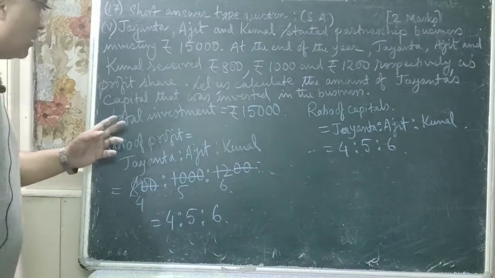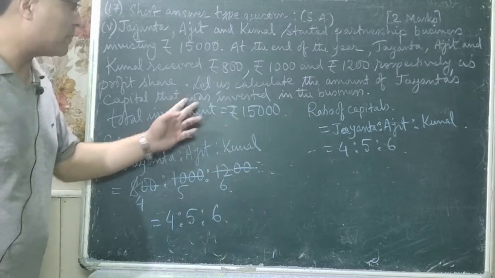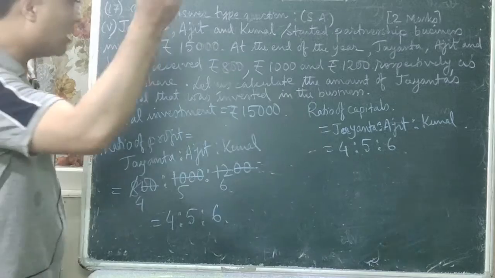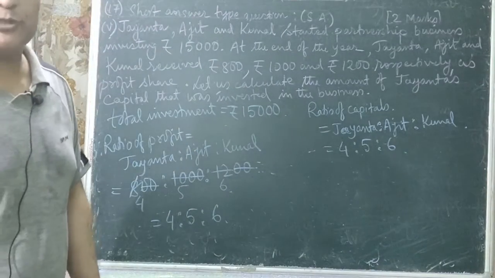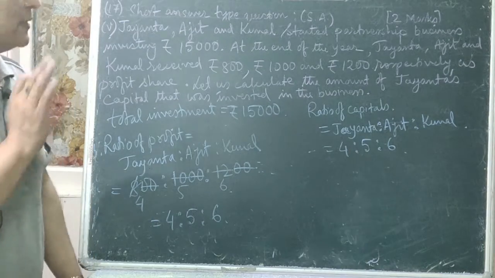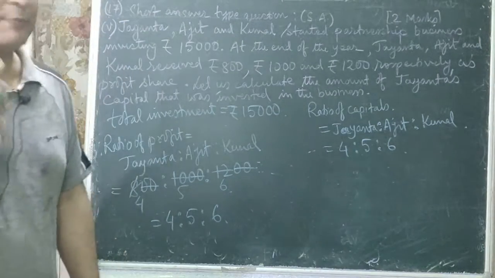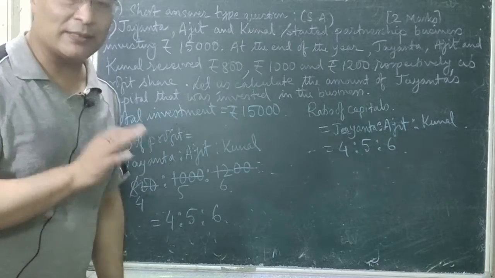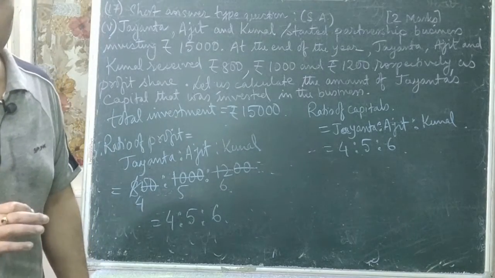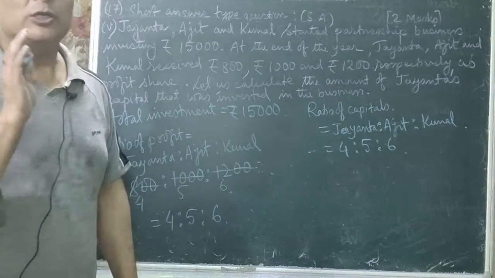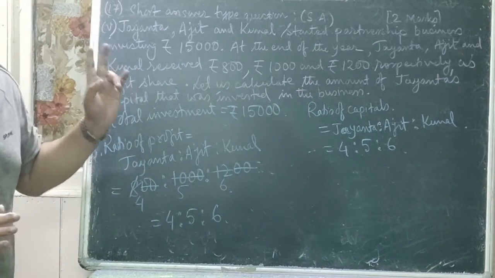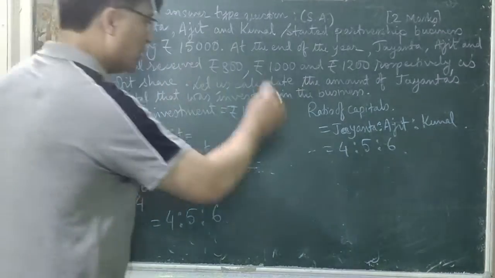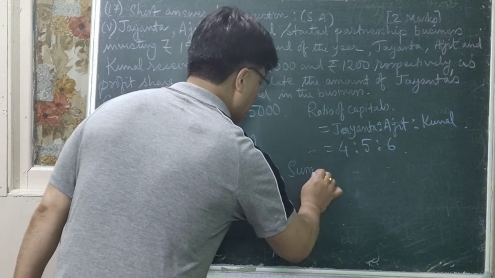So now here the total investment is equal to rupees 15,000. Now this rupees 15,000 should be divided in the ratio 4 is to 5 is to 6. Okay, that will give you Jayanta's capital, Ajit's capital and Kunal's capital. But in this case you are asked to find out only Jayanta's capital in that business. Okay, so let us find out the sum of the ratio.